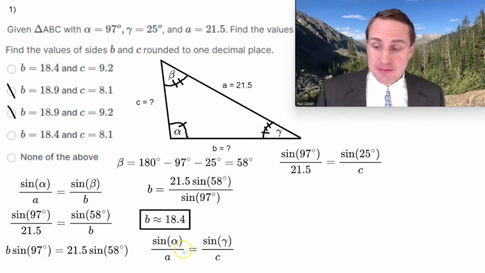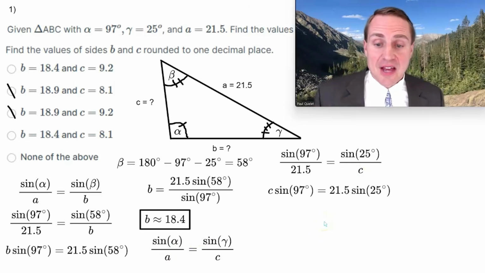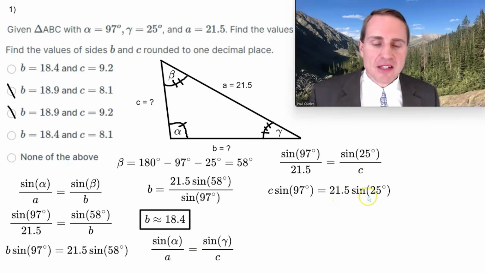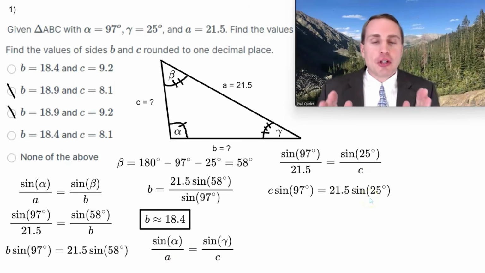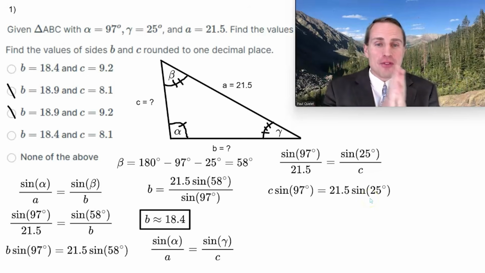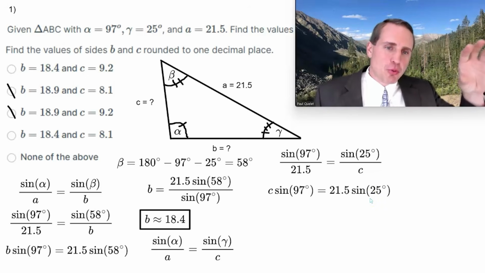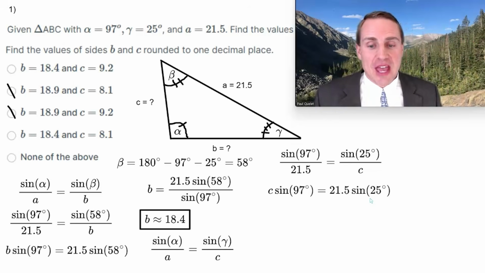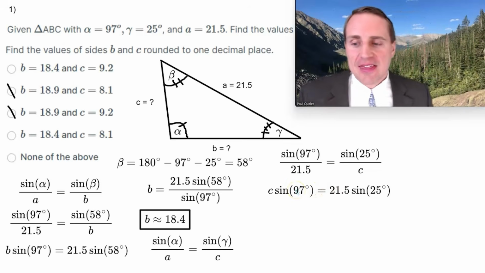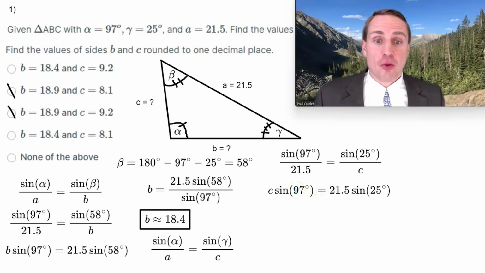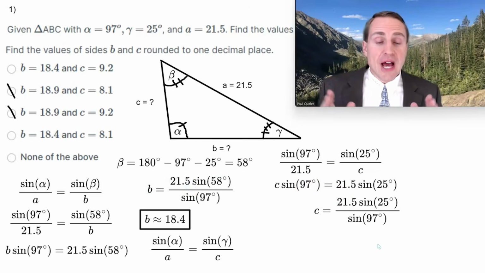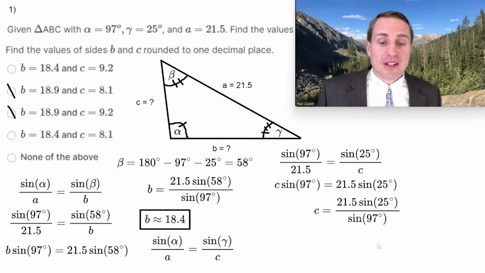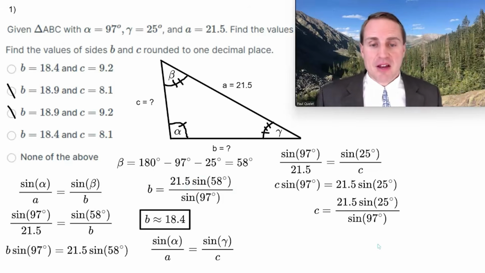Cross multiply again, so we have c sine 97 degrees equals 21.5 sine 25 degrees. Notice we usually put the lengths in front of the trig functions, because we want to put it towards the back of the parentheses, because that could get confused with the angle. So let's divide, and then we'll be able to have the expression for side length c. Okay, so side length c is 21.5 sine 25 degrees divided by sine of 97 degrees.